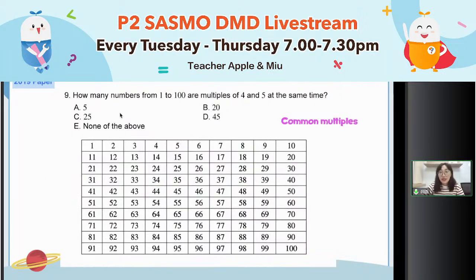Okay. This is a competition question. Look, it is question 9 from the 2019 paper. How many numbers from 1 to 100 are multiples of 4 and 5 at the same time? Can you try it by yourself? Just apply the same method. Find the multiples of 4, then the repeated ones. Yes, you can try to list some out.